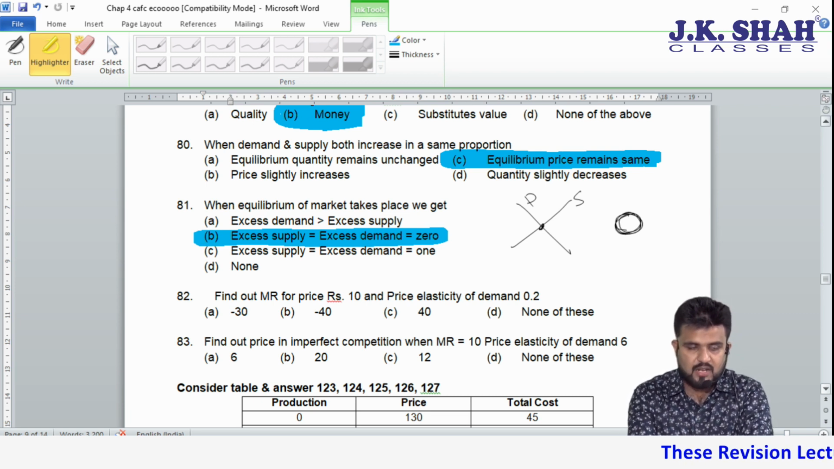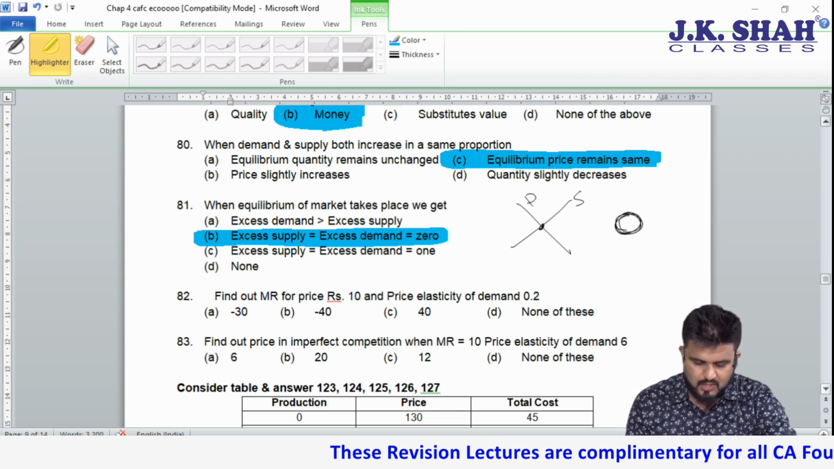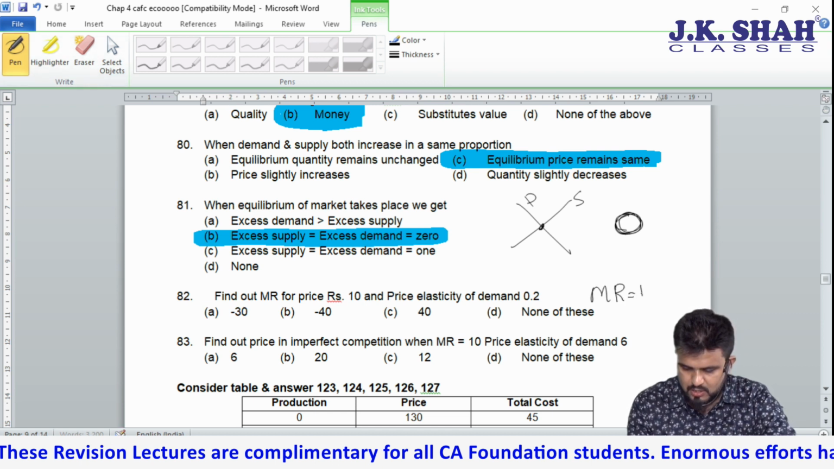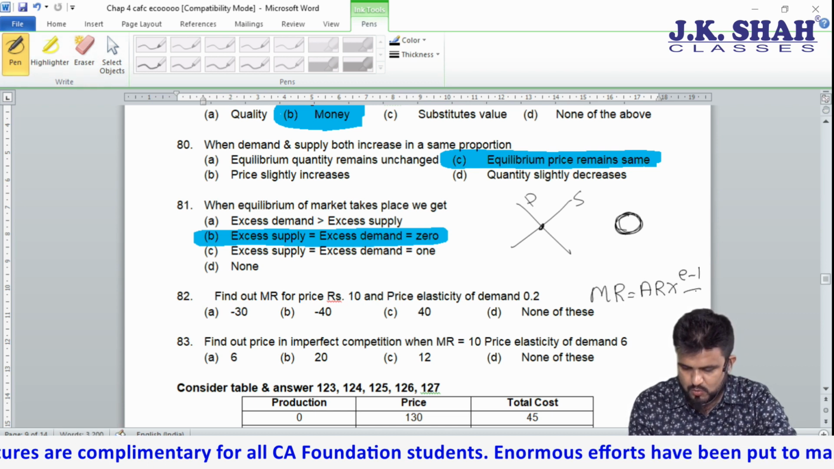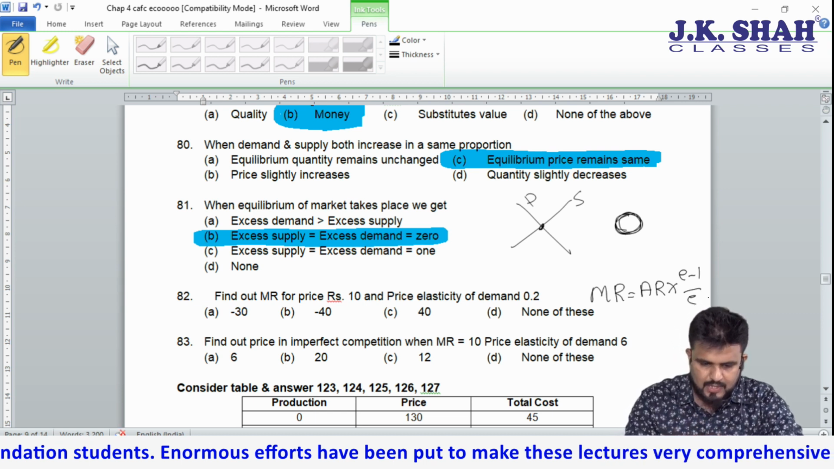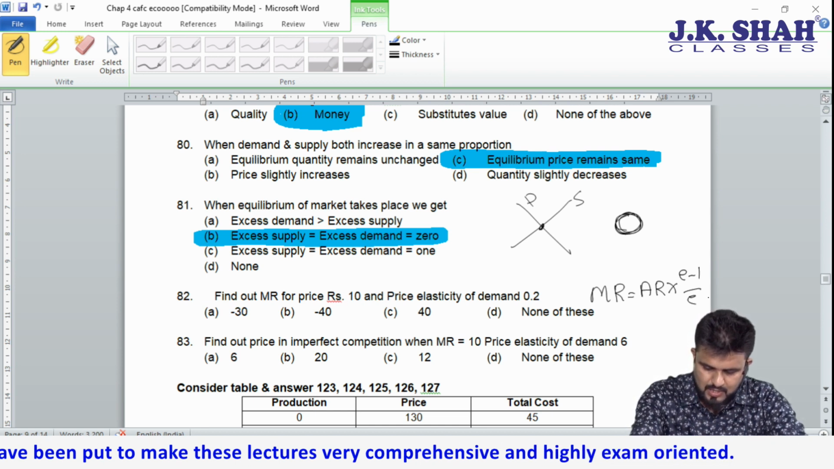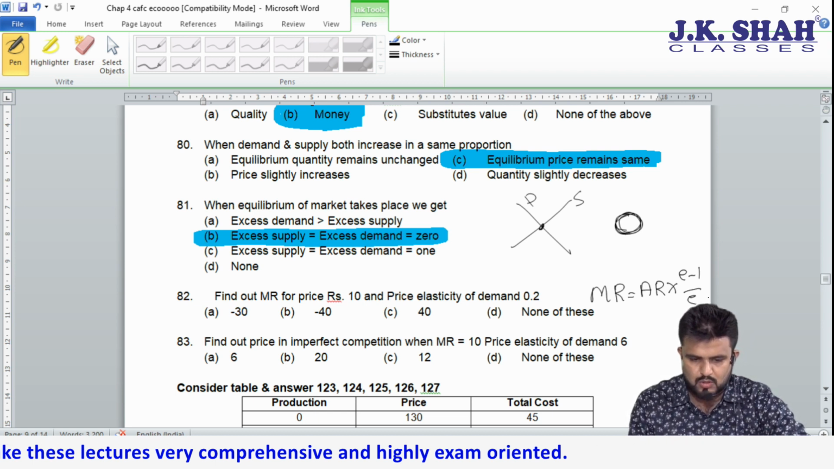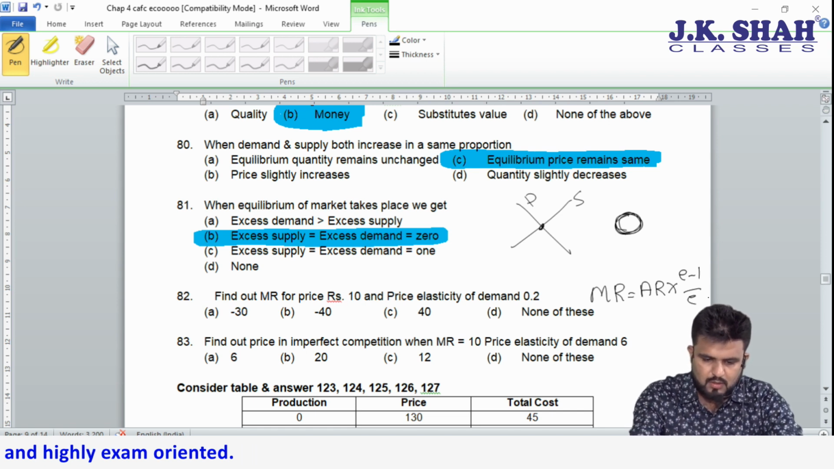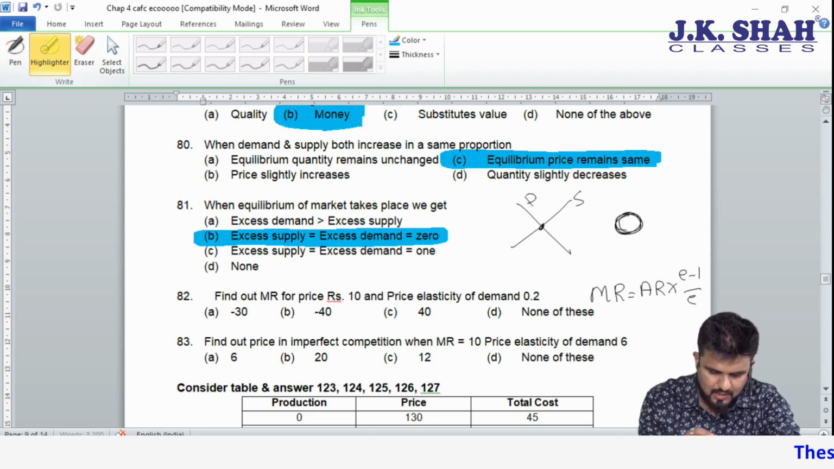Next, find out MR for price 10 and price elasticity of demand 0.2. So students, you have to use this formula. Which formula you will use? MR is equals to AR into E minus 1 upon E. So if you calculate, that is 0.2 minus 1 divided by 0.2, into price, answer is minus 40.